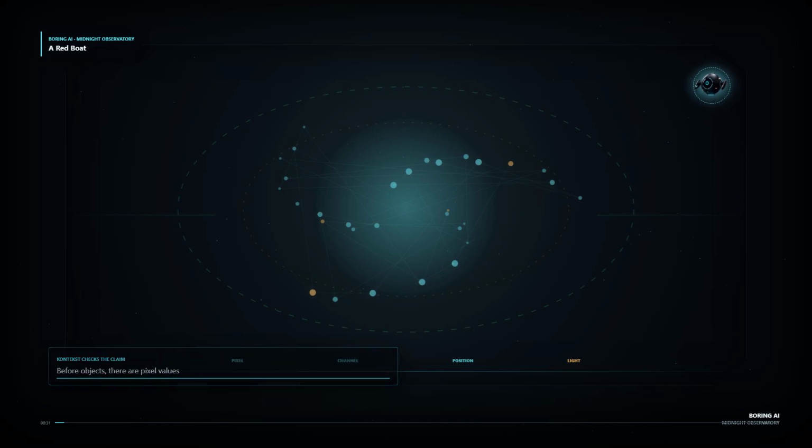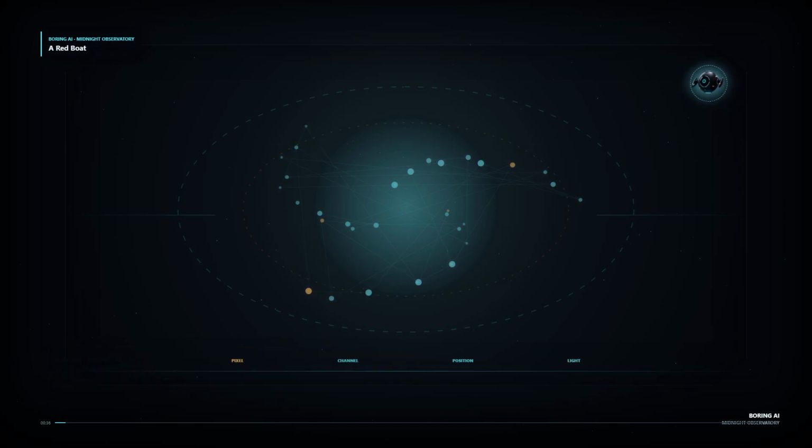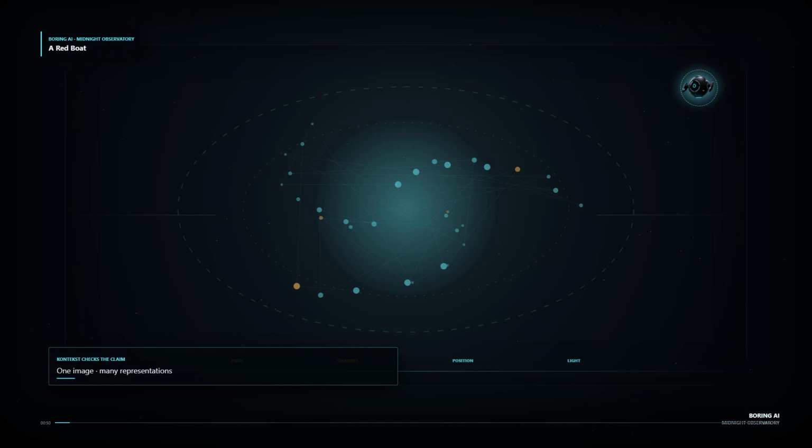Boat, water, distance, evening. But an artificial vision system does not begin with any of those ideas. It begins with a rectangular field of measurements, numbers arranged in rows, columns, and color channels. Before there is a boat, there are only values. Over the next few chapters, those values will become edges, textures, patches, relationships, and eventually a position inside a learned space where images and words can meet.